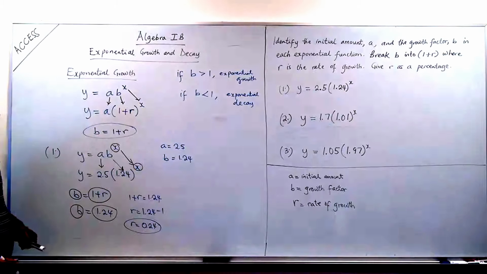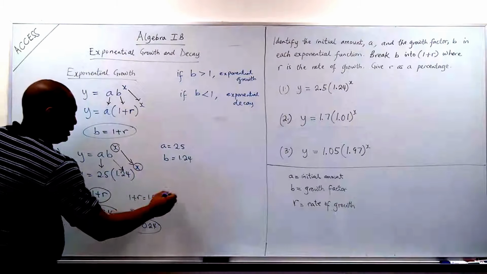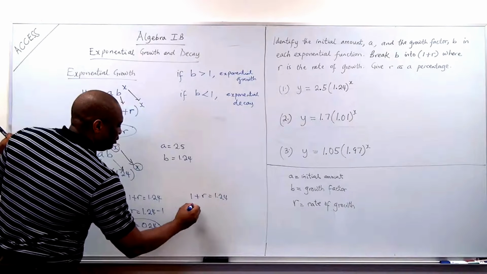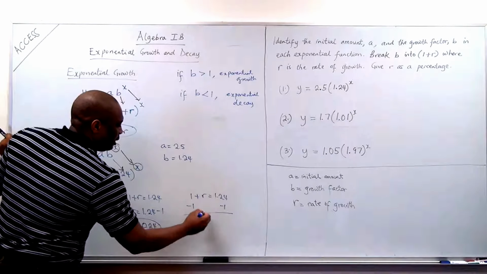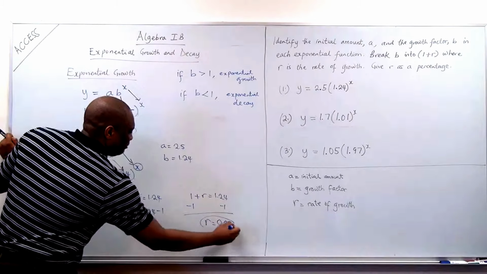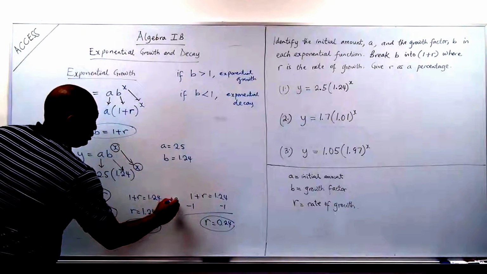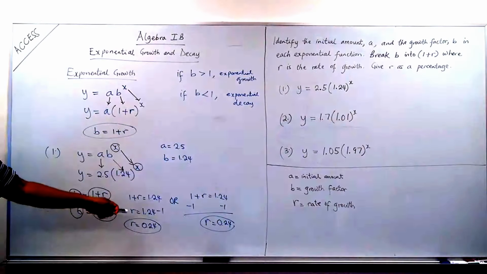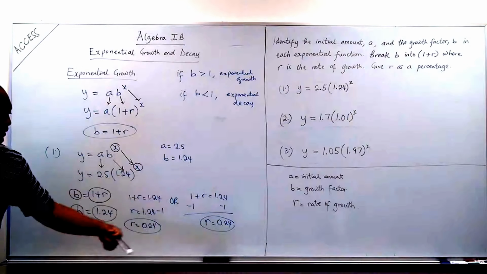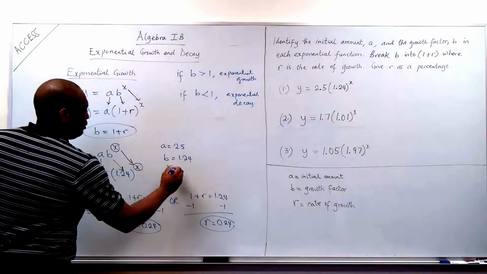0.24. Now, some of your teachers might do it this way. When they have 1 plus R equal to 1.24, they now do minus 1, and then your R will be 0.24. It doesn't matter whether you do it this way or this way, or this way, because you might be confused. How did Mr. C do this? It still doesn't matter. So our R becomes 0.24.